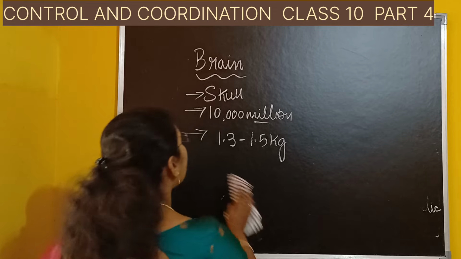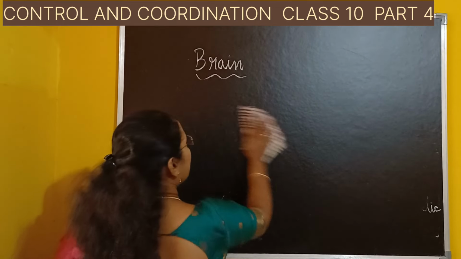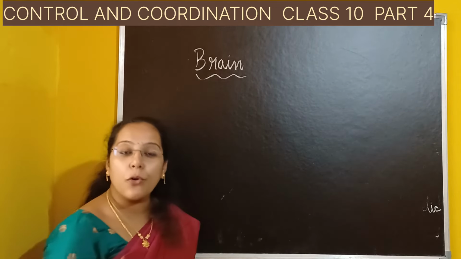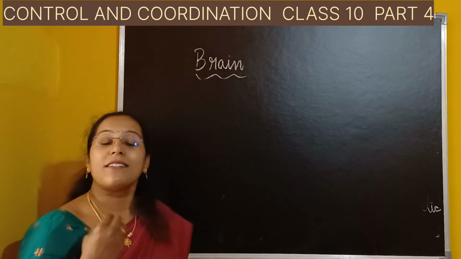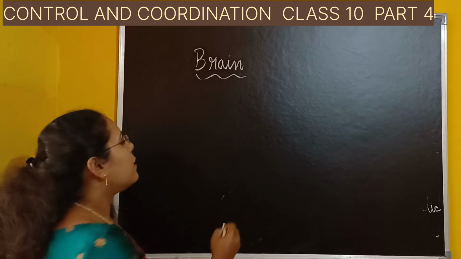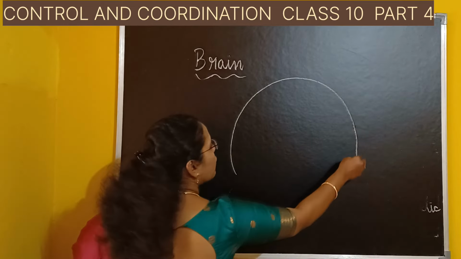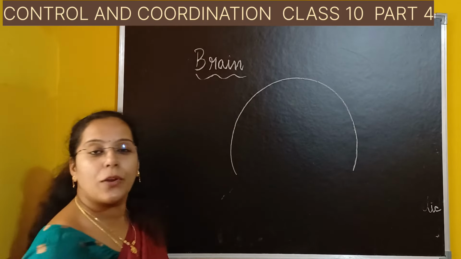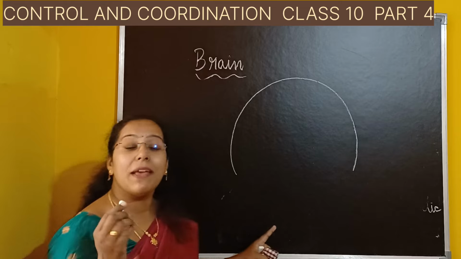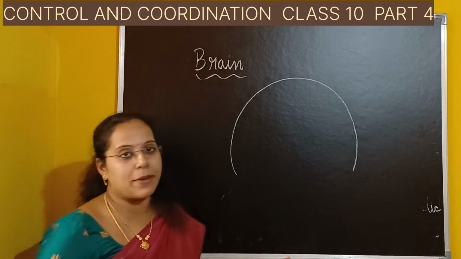Let us now talk about the structure of the brain, very important. Please learn to write the structure of the brain along with me. Firstly, you need to write a semicircle. I have also made a separate video to teach how to draw the human brain, because it will be asked for 4 marks in the examination.